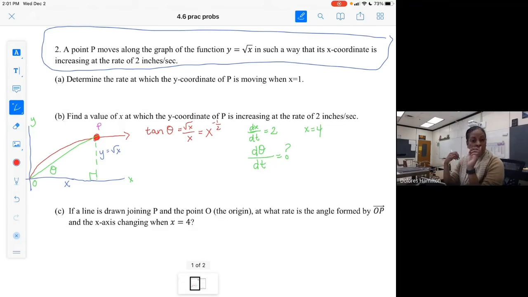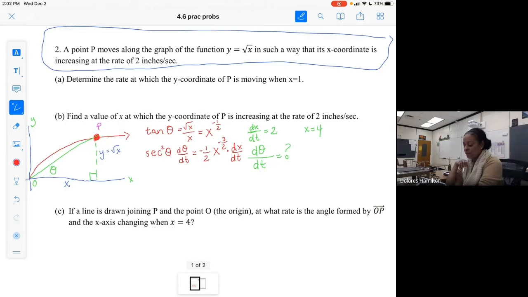Oh, and now we're going to implicitly derive that equation with respect to t. And we end up with this. Right? We've got our implicit, so tan theta derived is secant squared theta, but times d theta dt. And then the right side is our power rule. So I hope that makes sense to you.